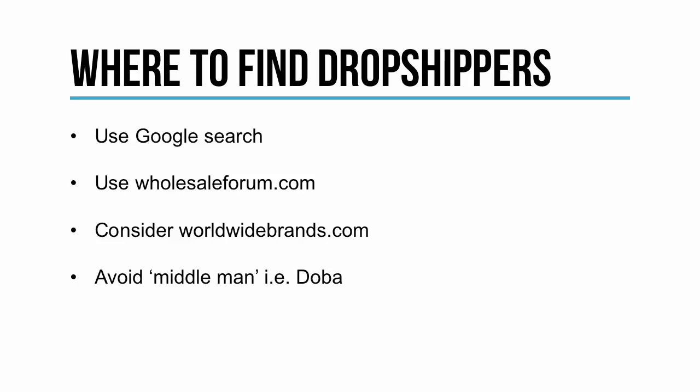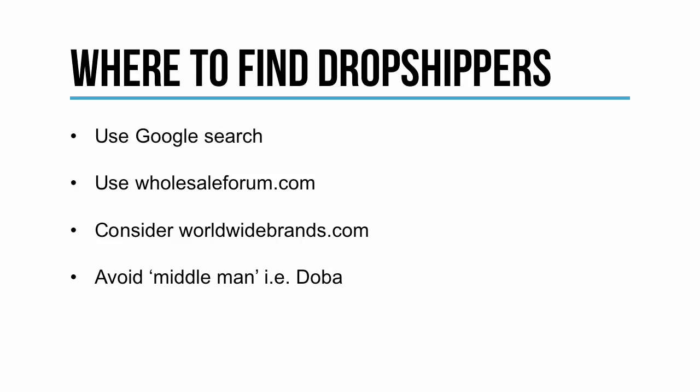And lastly, you want to avoid middlemen such as Doba or SaleHoo. What these middlemen do is they claim to make it extremely easy on you. You sign up for their membership and then you have access to thousands of products from all these different wholesalers and dropshippers. Then you can easily dropship any of those products yourself, and you don't have to contact a manufacturer directly. So it's a very attractive offer.